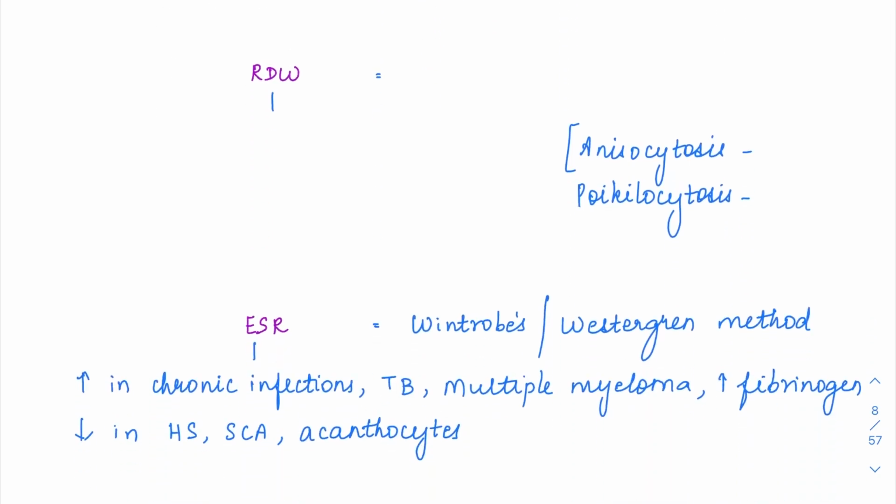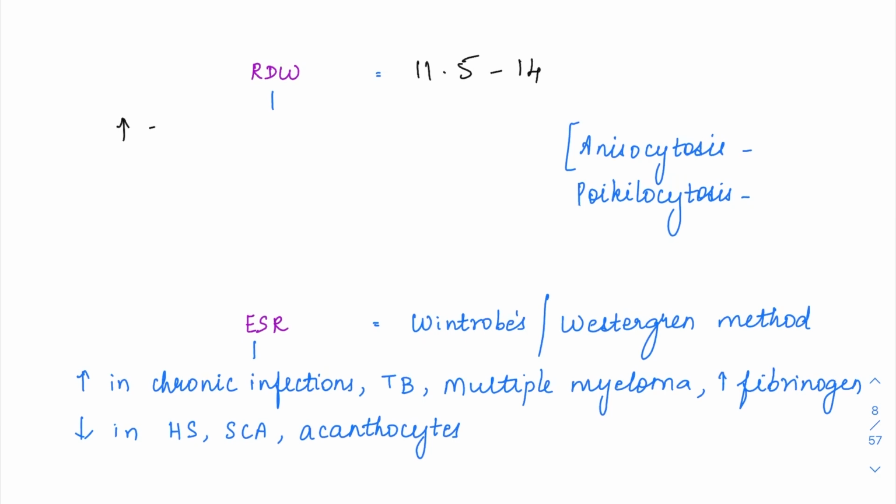Then next comes RDW. RDW means red cell distribution width. So it is going to determine the normal size variation in the RBCs. So if there is going to be lots of variation in the size of RBCs, there is going to be an increase in RDW. The normal RDW is 11.5 to 14. And this RDW will be elevated in conditions of iron deficiency anemia and also megaloblastic anemia.